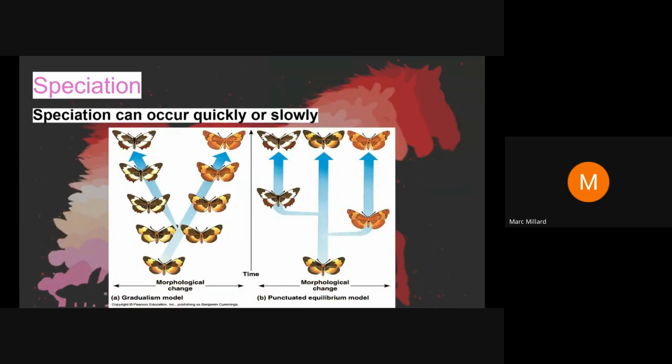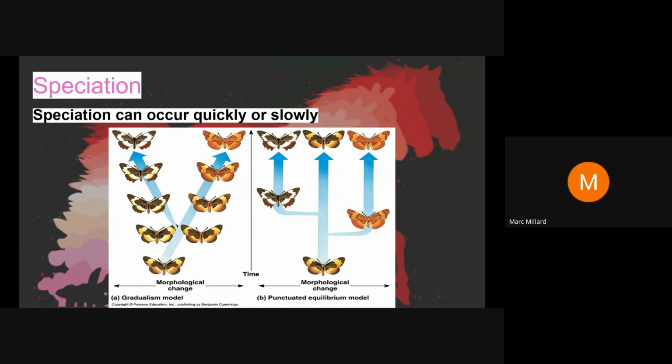Now, when we look at speciation, speciation can occur either quickly or very slowly. You can see here's a sort of slow change over time. This would be morphological changes that are happening. This is called gradualism. And you can see that over time, they're just slightly changing as they branch off until in the end, we get 2 new species from one beginning species.